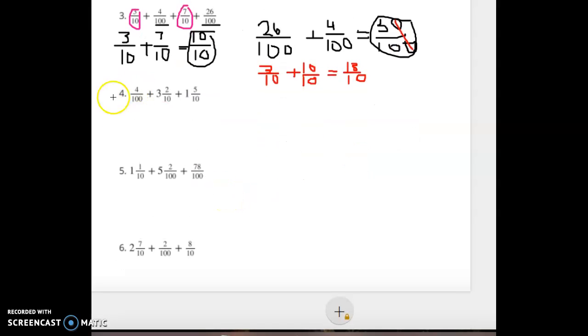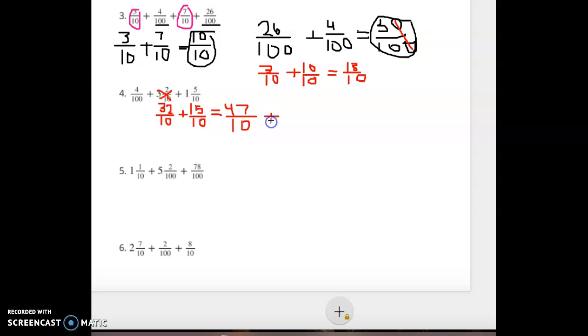I'm going to scroll up a little. This one's a little different because they didn't change it for you. So now we have 3 and 2 tenths. So I could change that to 32 tenths because there's 3 wholes and 2 extra, so that's 32 tenths. This one would be 15 tenths. And I'm just going to add those together right now because they're right by each other and they're both tenths. So I'm going to have 47 tenths.